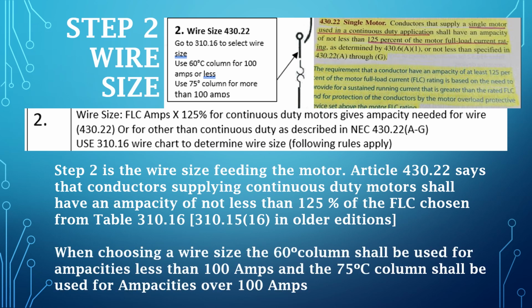So when we choose a wire size, we're going to have to choose that wire size from the 60-degree column if it's an ampacity of less than 100 amps, and the 75-degree column if we have more than 100 amps. I'll show you how that works a little bit more in just a moment.